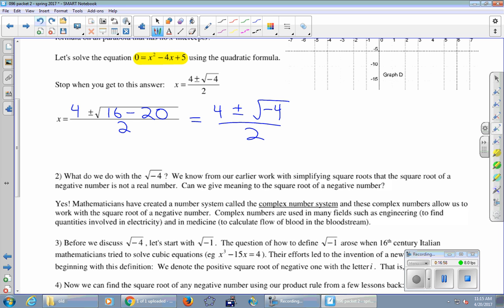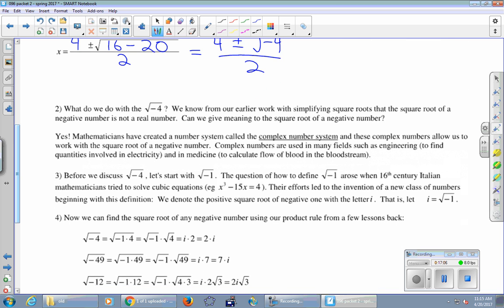Okay. Just because you can't do something doesn't mean mathematicians are going to get stopped by that. We're just going to invent something that allows us to proceed. So here we go. Number 2, what do we do with the square root of negative 4? We know that simplifying the square root of a negative number is not a real number, but can we give meaning to the square root of a negative number? And the answer is yes. Mathematicians have created a number system called the complex number system. And these complex numbers allow us to work with the square root of a negative number.